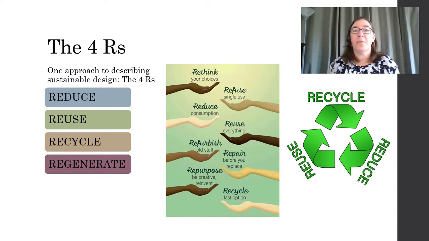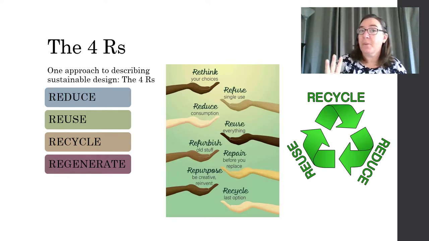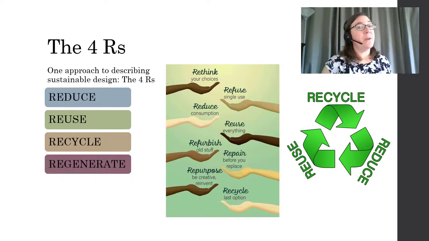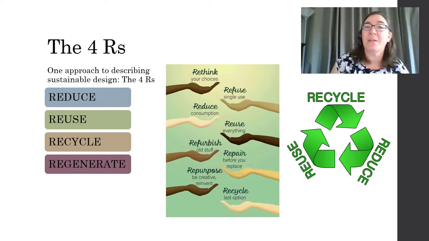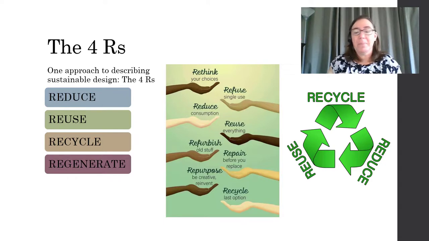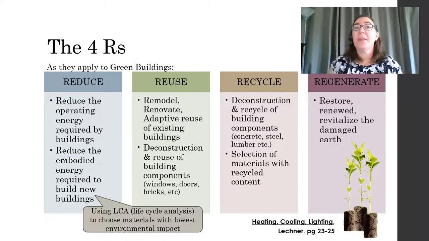So let's start out with the 4 Rs. These might be familiar to you. One approach to describing sustainable design involves reduce, reuse, recycle. You might be familiar with those 3. And then a common 4th one to tack on is regenerate. You'll see various forms of these particular Rs. Here's another graphic: rethink, refuse, reduce, reuse, refurbish, repair, repurpose, recycle. You can add on as many as you like. But how do they apply to green buildings and eco-design?